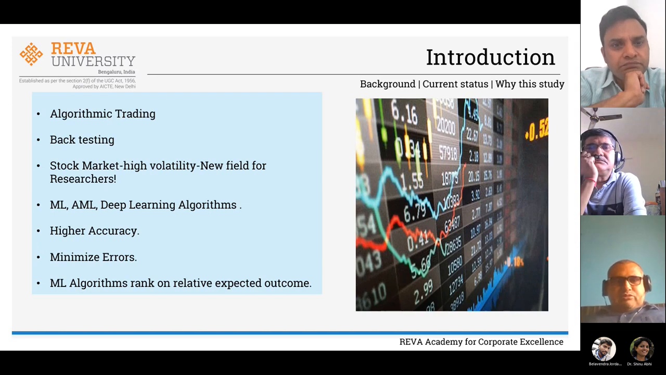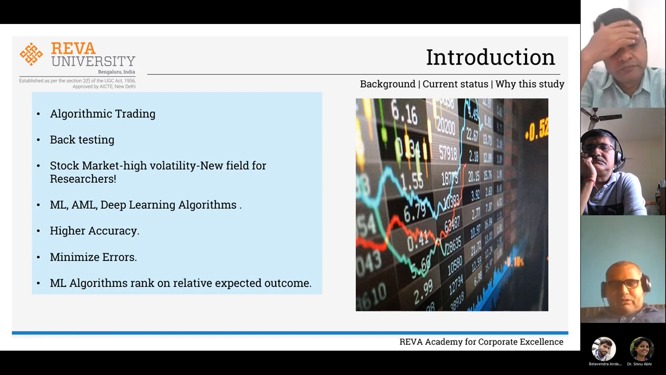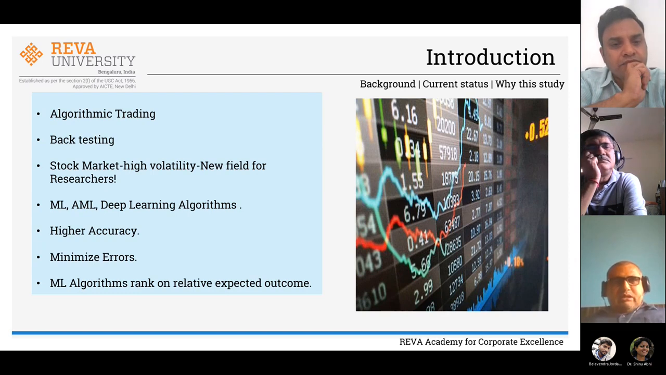For that reason, I have tried to look at it from a newer perspective, trying to predict the stock market output using ML and advanced machine learning algorithms and also deep learning algorithms. The challenge is that we need higher accuracy, and the maximum accuracy we can try to achieve in the stock market is around 70%. Still, our goal will be to minimize errors using ML algorithms.